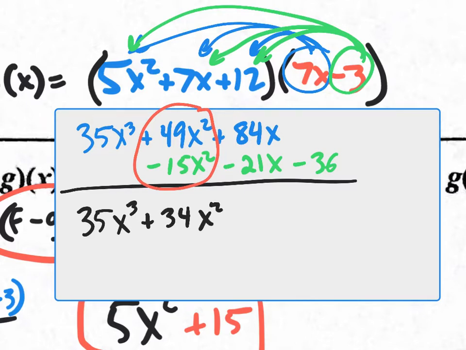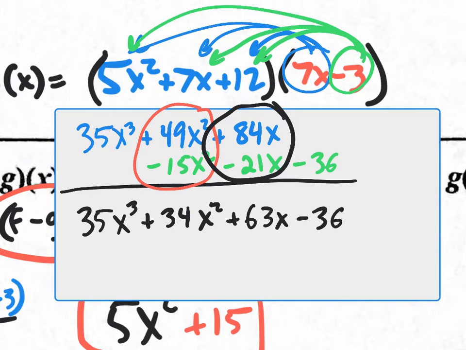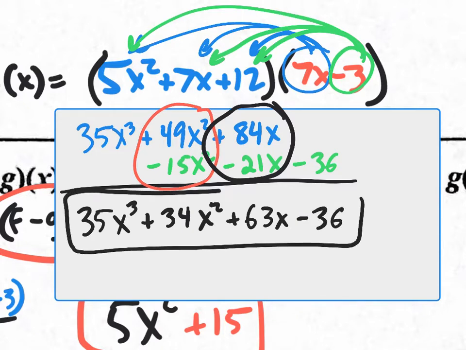And then over here, when I combine 84 with negative 21, that's positive 63 of those x's, minus 36 at the very end. So this would be your final answer to multiplying the f of x function with the g of x function. Let's now go for the division of these functions.